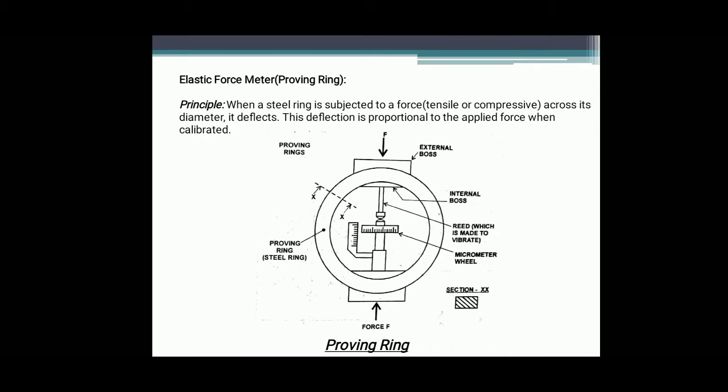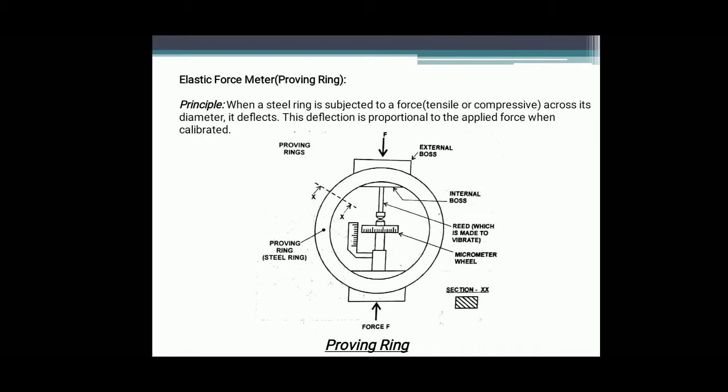If you see the description of this elastic force meter, this is the steel ring which is of circular cross section, and external bosses are attached to the ring on both sides, which are of rectangular cross section, and there is a precision micrometer with one of its ends mounted on a vibrating reed.